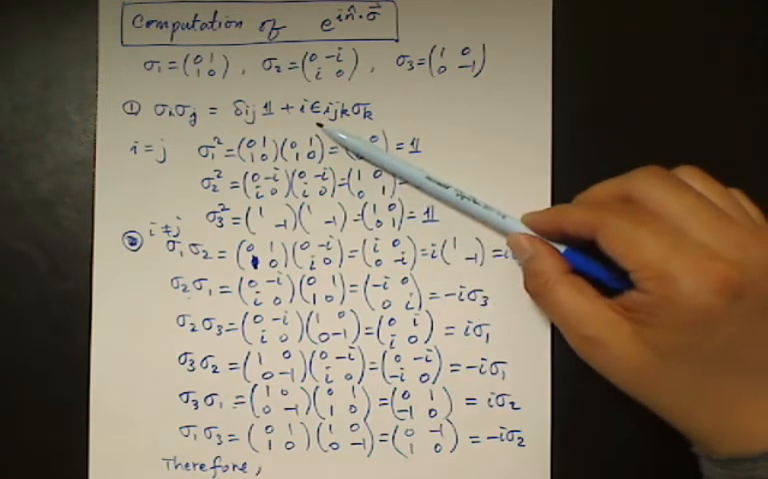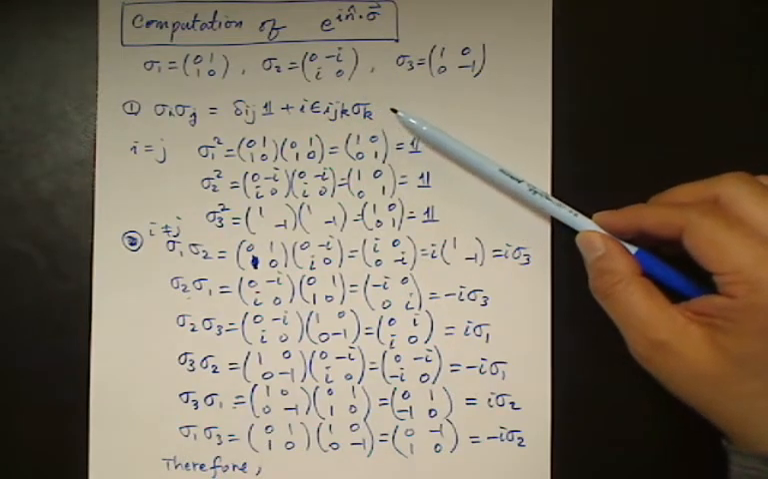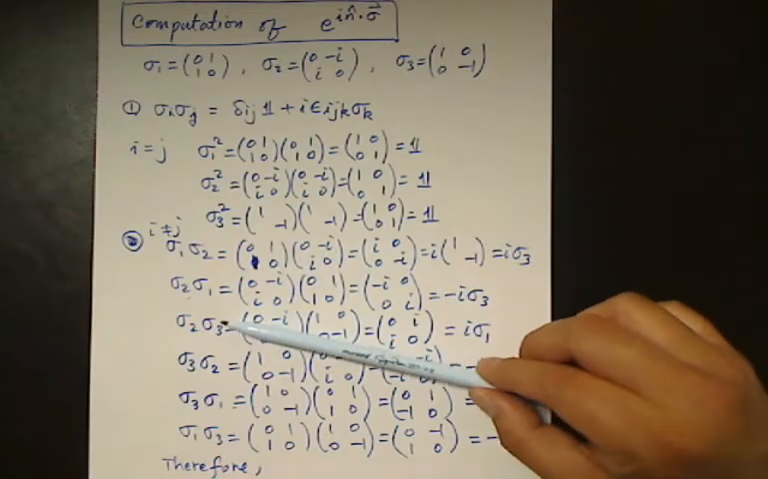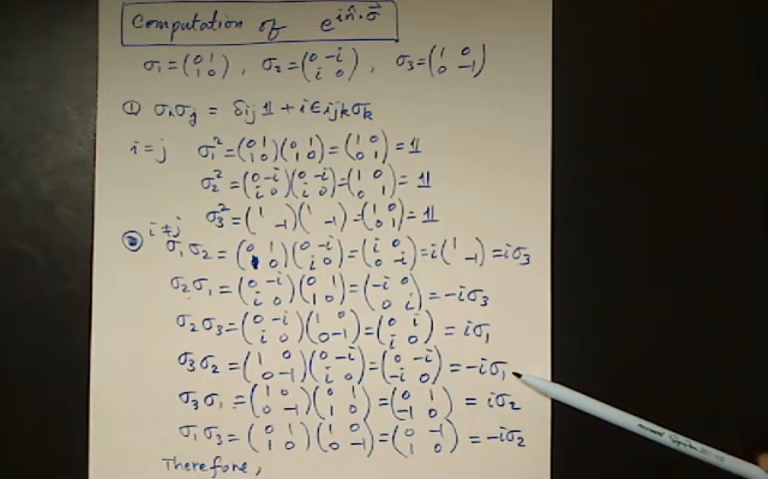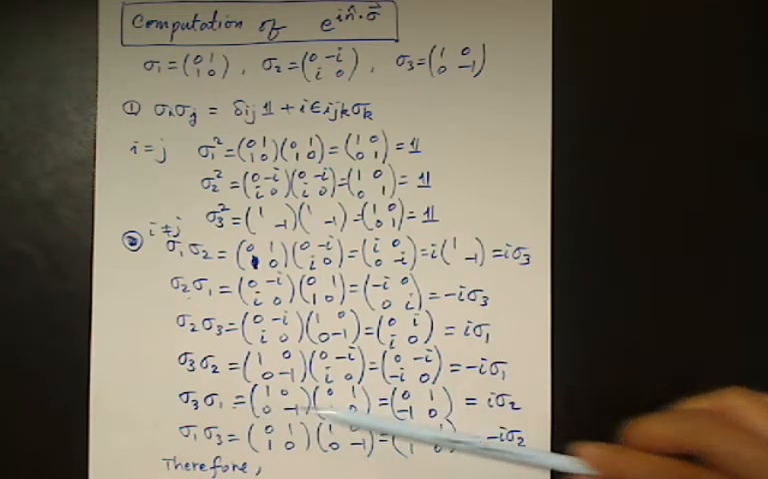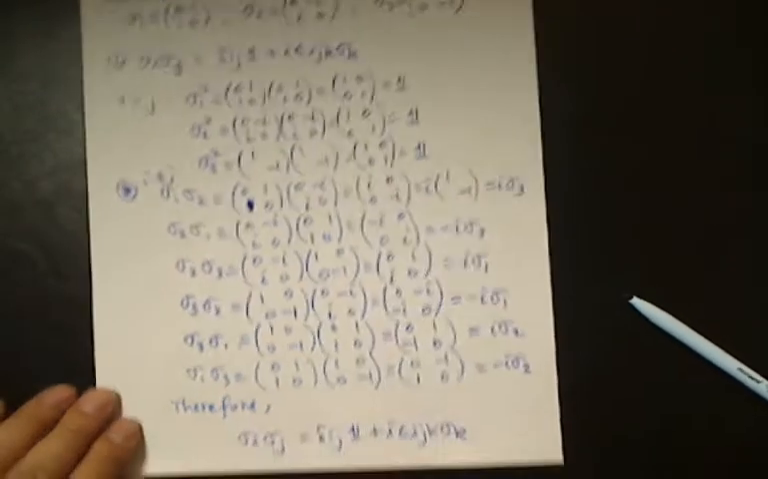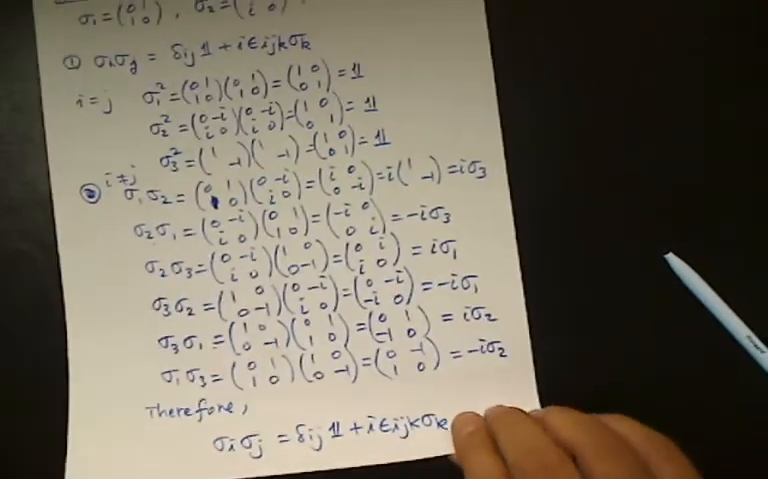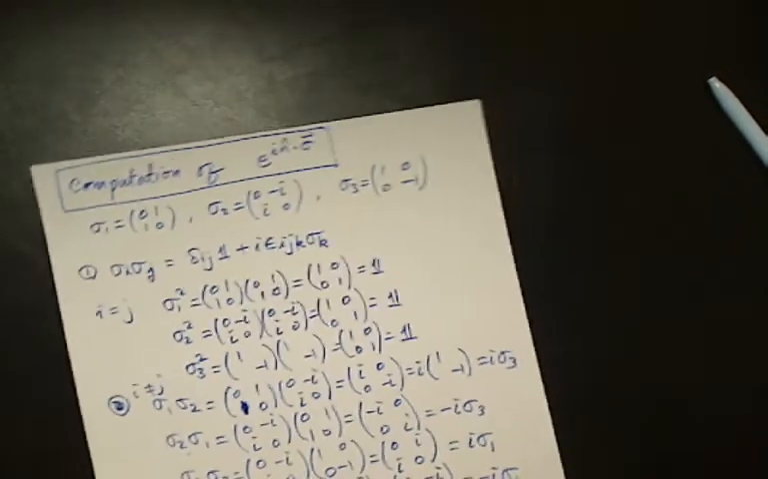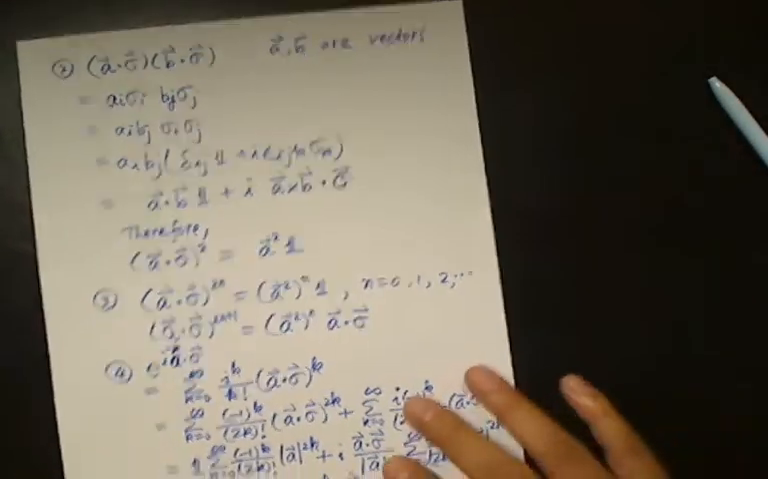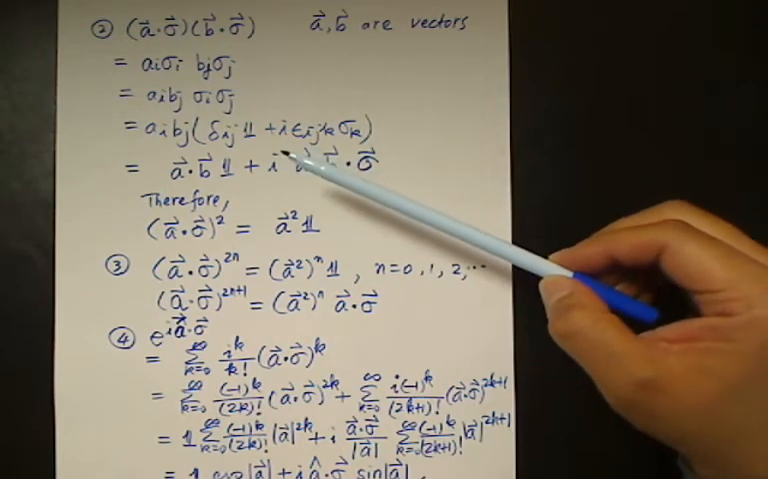That's the reason why we have i epsilon ijk, the Levi-Civita tensor, multiplied by sigma k. Therefore, sigma 2 sigma 3 is i sigma 1, sigma 3 sigma 2 is minus i sigma 1. Sigma 3 sigma 1 is i sigma 2, sigma 1 sigma 3 equals minus i sigma 2. Therefore, this one is true. This can be used to sum these exponentiated Pauli sigma matrices.